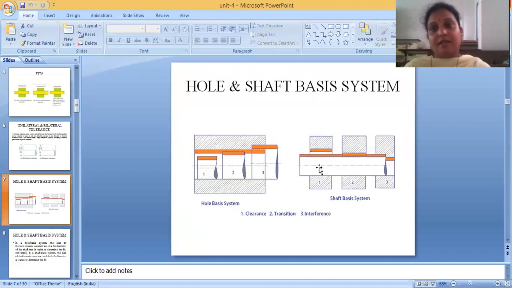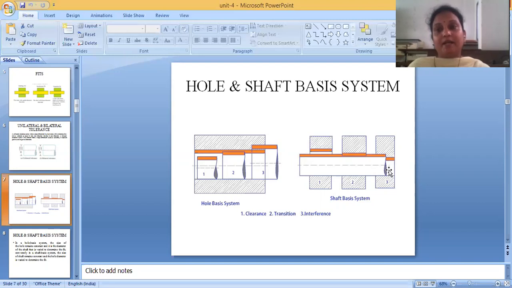We have another system that is called a shaft basis system. In the shaft basis system, the size of the shaft will remain constant and the hole size will vary depending upon the fit required. If you look at the first figure, the shaft is constant, but as they need a clearance fit, they have made a larger hole. Here, as they need a transition fit, they made a hole which is equal to the size of the shaft. And the third one, as they need an interference fit, they have made a very small hole when compared to the size of the shaft.